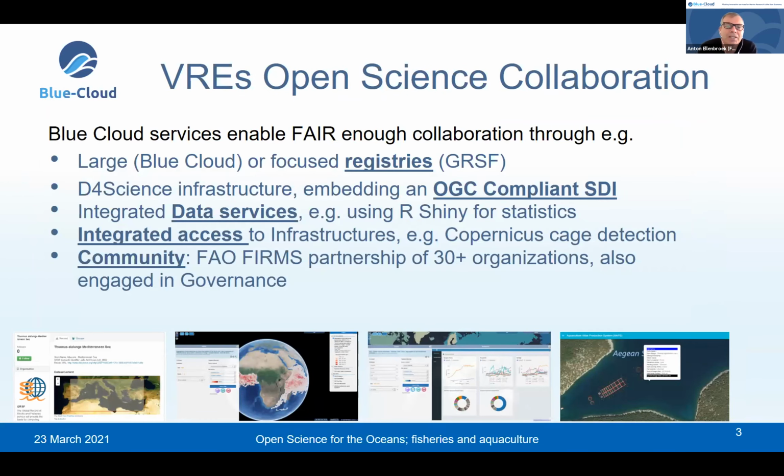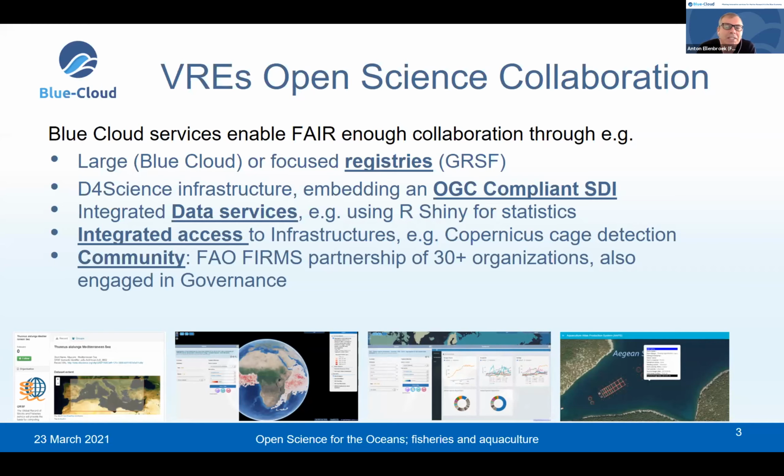So this will lead to a VRE for open science collaboration, where Blue Cloud services enable FAIR collaboration through, for instance, the registries in the Blue Cloud, but then also the infrastructures that embed already FAIR and OGC compliant spatial data infrastructure. You see an example at the bottom of this globe that is an SDI based fisheries map.